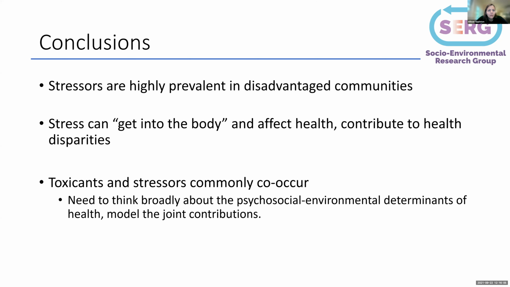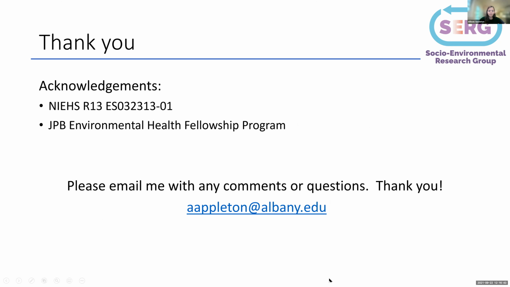So finally, I just want to close by saying stressors are highly prevalent in disadvantaged communities, and they can get into the body and affect health and health disparities in many different ways. Because stressors and toxicants commonly co-occur, we really need to be thinking broadly about psychosocial and environmental determinants of health and model those joint contributions. I think doing so paints a more comprehensive picture of the determinants of health in our populations and will provide more opportunities to enhance resilience and promote intervention if we are thinking about all of the multiple components of the problem simultaneously.